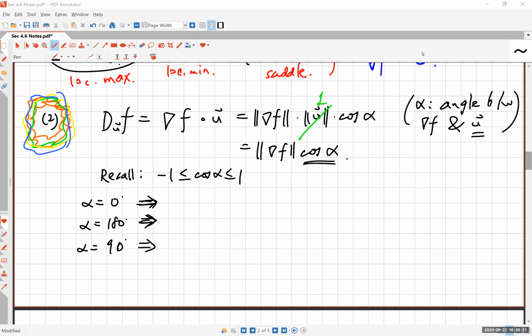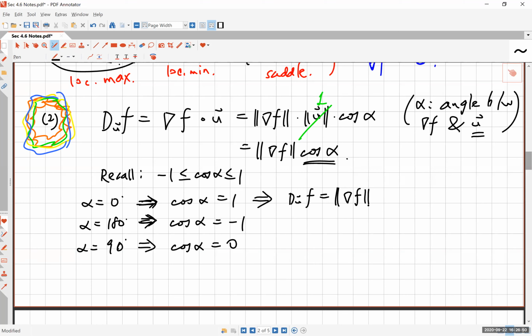Okay, so when alpha is 0, cosine of alpha is 1. If alpha is, of course, 180 degrees or pi, cosine of alpha is -1. And here, cosine of alpha is 0, right? Now, if cosine of alpha is 1, guess what? The directional derivative is exactly the magnitude of this, right, times 1, okay?